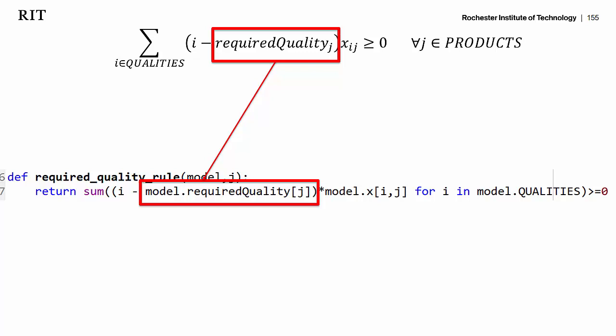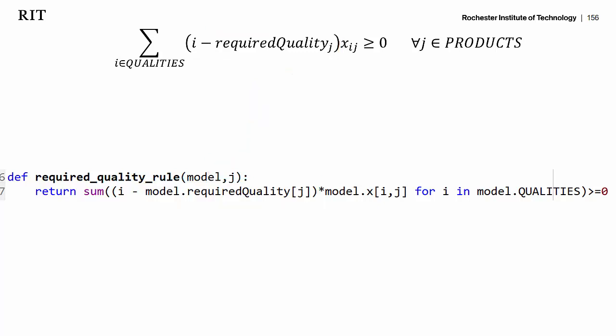We see required quality sub j. Again, we see model.requiredQuality and then in square brackets j. And then we see x_ij, that's model.x[i,j]. And again, we have two subscripts, so we have square brackets, and then our subscripts are separated by commas.